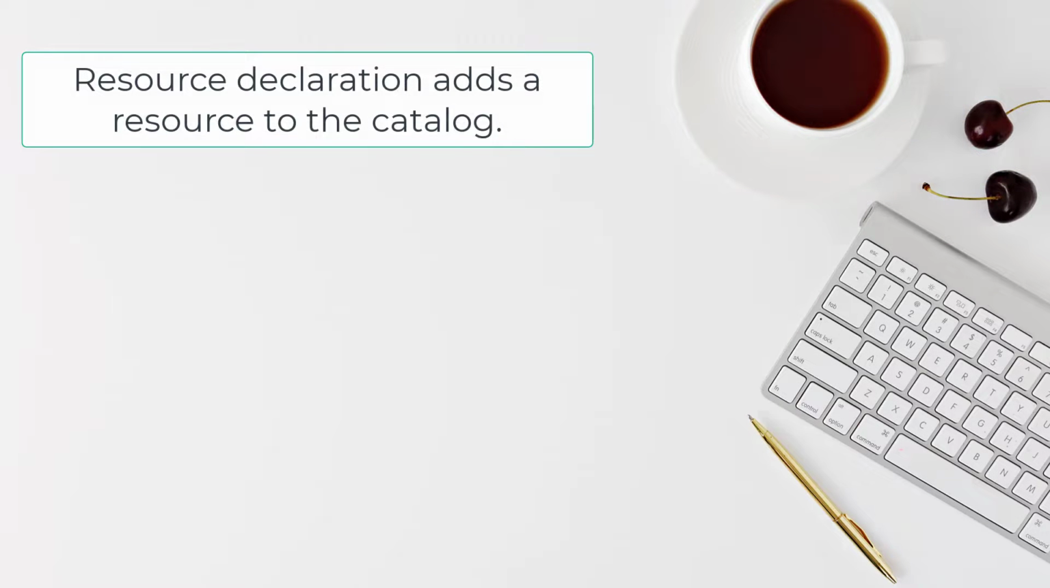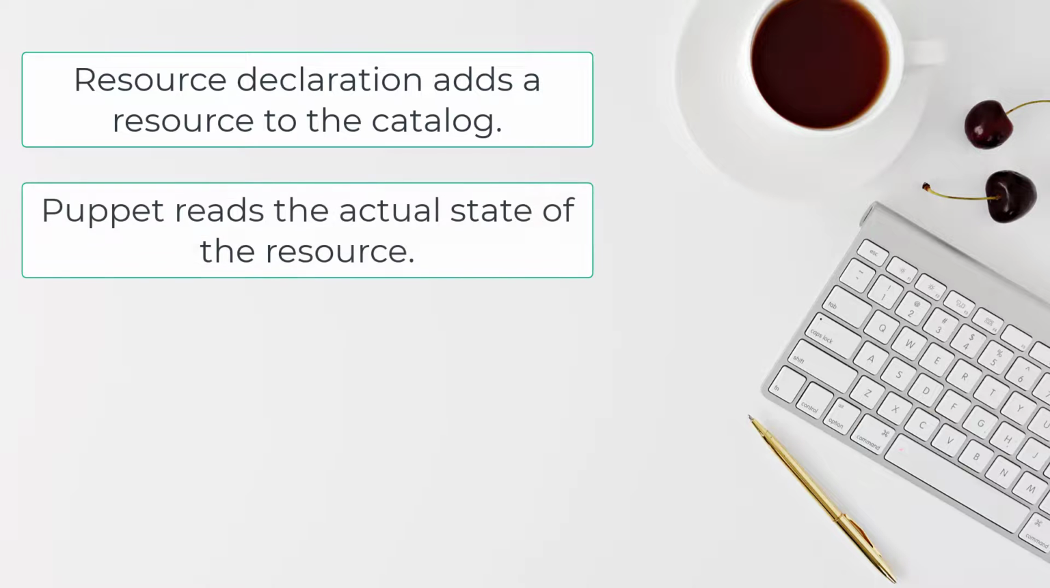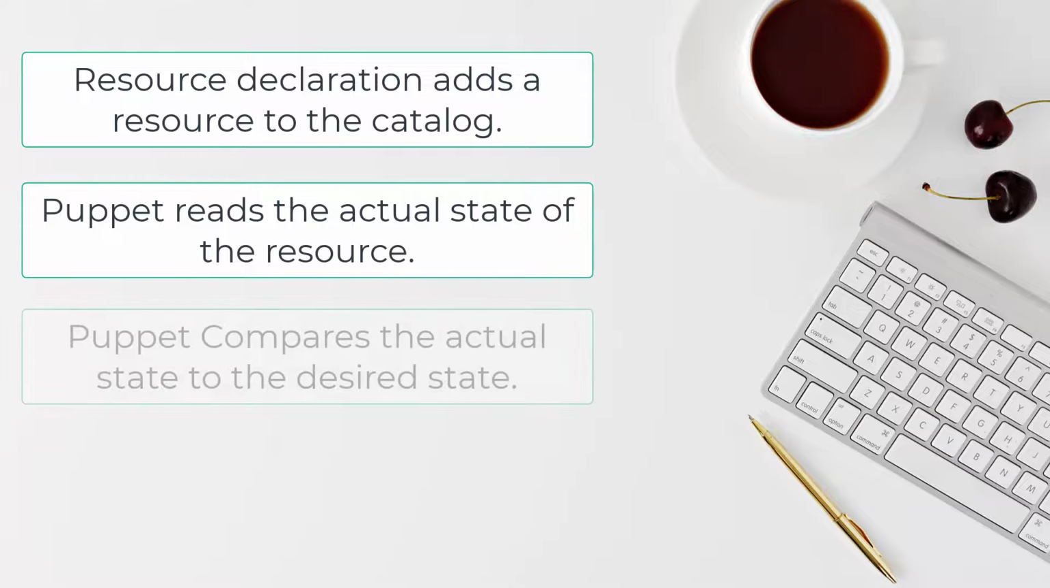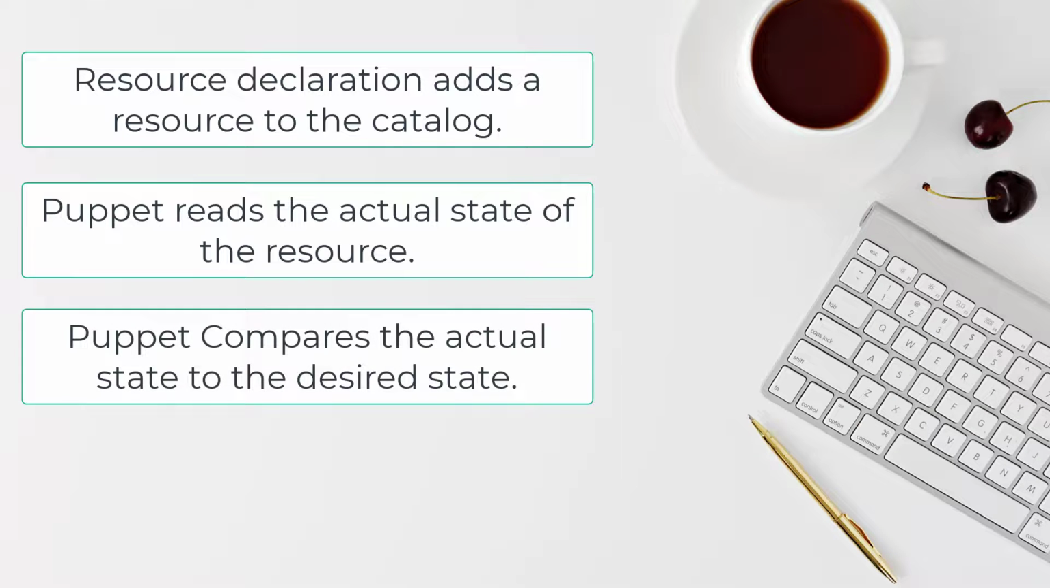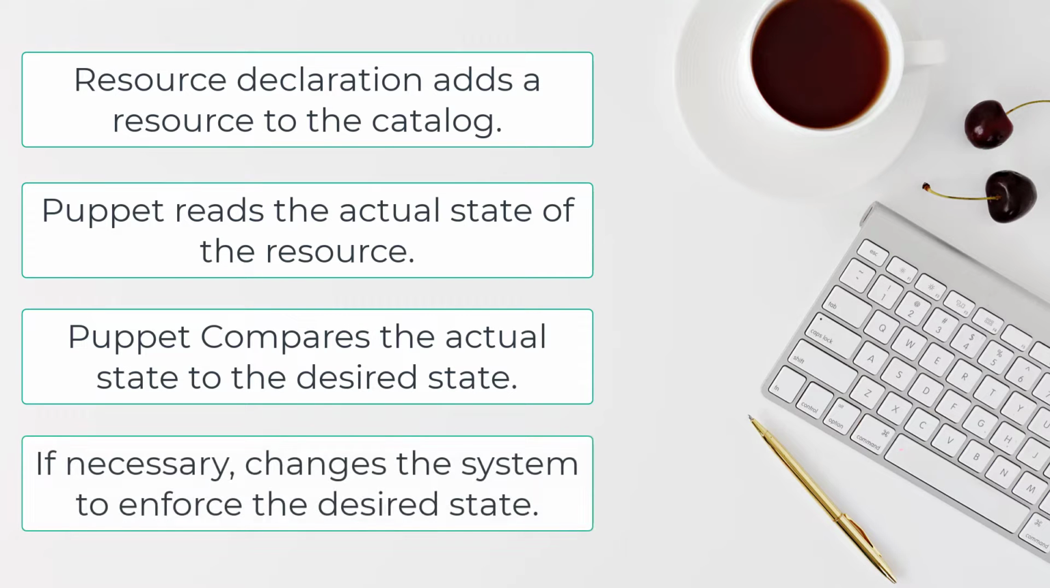Let us understand how it works. Resource declaration adds a resource to a catalog. Puppet then reads the actual state of the resource. Puppet compares the actual state to the desired state. If necessary, it changes the system to enforce the desired state.